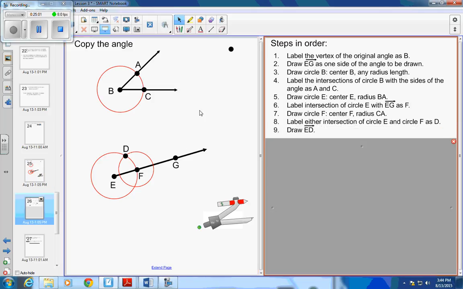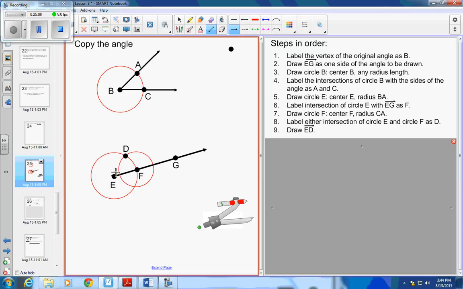And then I'm going to draw ED. So I grab my ray tool and draw ray ED, and I kind of missed, so let me go back and fix that. And you should be using a straight edge for all of this. And there is ED. So I have now copied my angle. The angle ABC should be the exact same measure as DEF or DEG, whichever way you want to call that one.